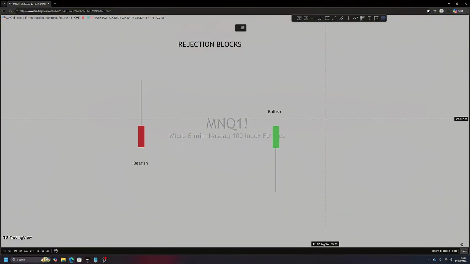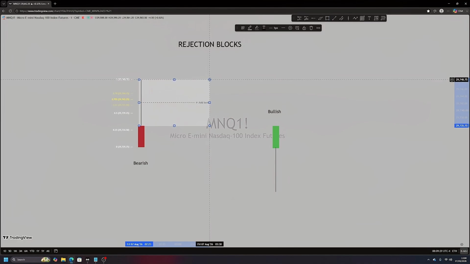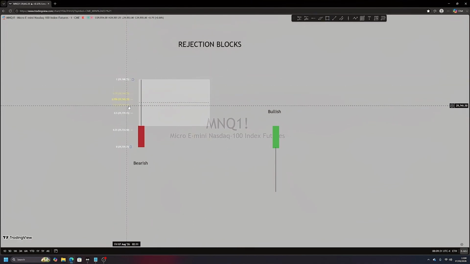To get more refined entries, you can then, with a bearish candle, a bearish rejection block, mark out from the high of the wick to the body of the wick. You mark out then the rejection block. If the golden zone here, which is the 0.62, 0.705, and 0.79, aligns with the CE of the rejection block, it's the utmost confluence for this setup.